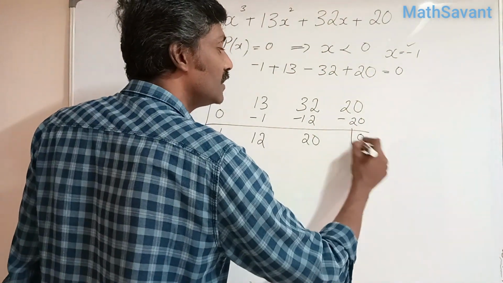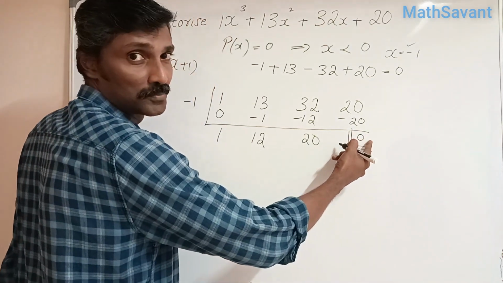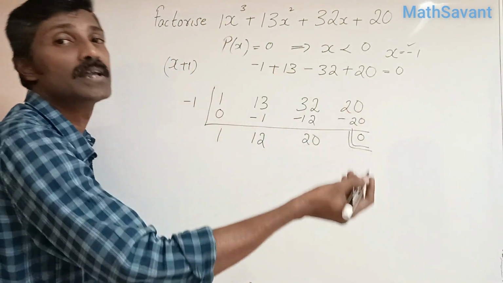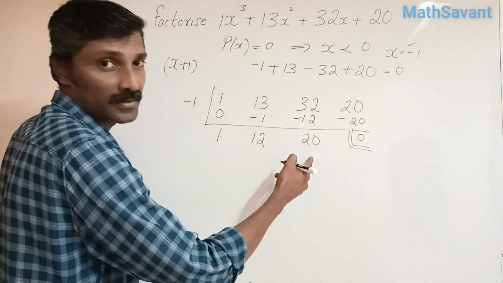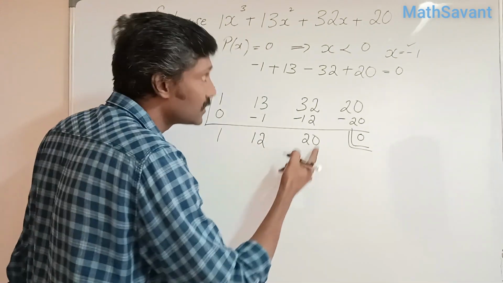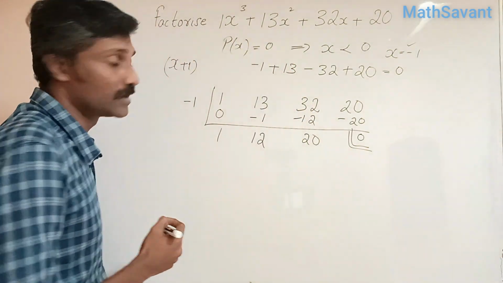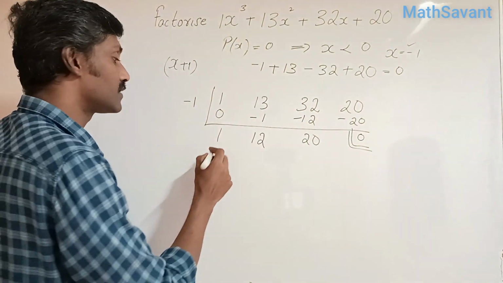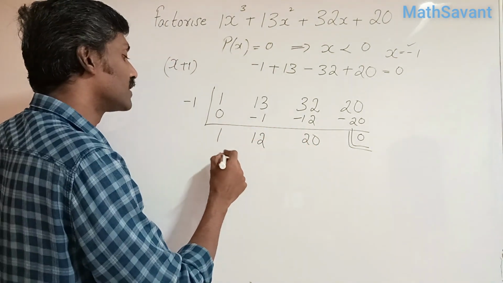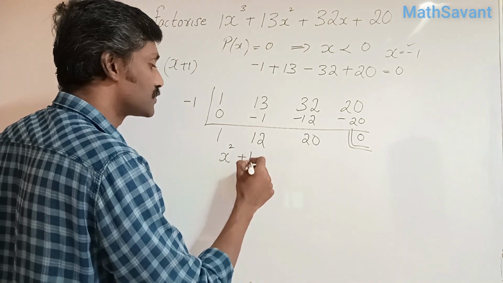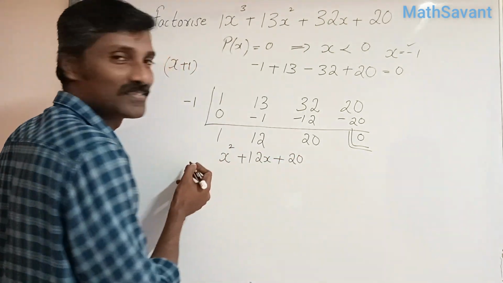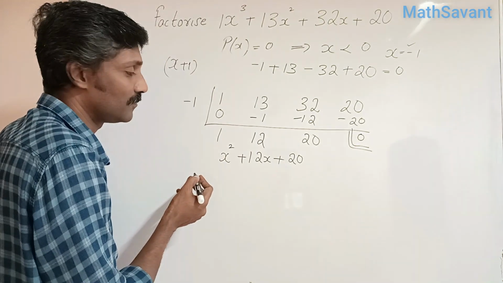0 means the remainder is 0. That means these happen to be the coefficients of the remaining factor. This is the quadratic factor, right? We have a linear factor here, and that into this quadratic factor we will get this cubic polynomial. So we can write the factor as 1x squared plus 12x plus 20. That means x squared plus 12x plus 20. Now we need to factorize this particular polynomial.